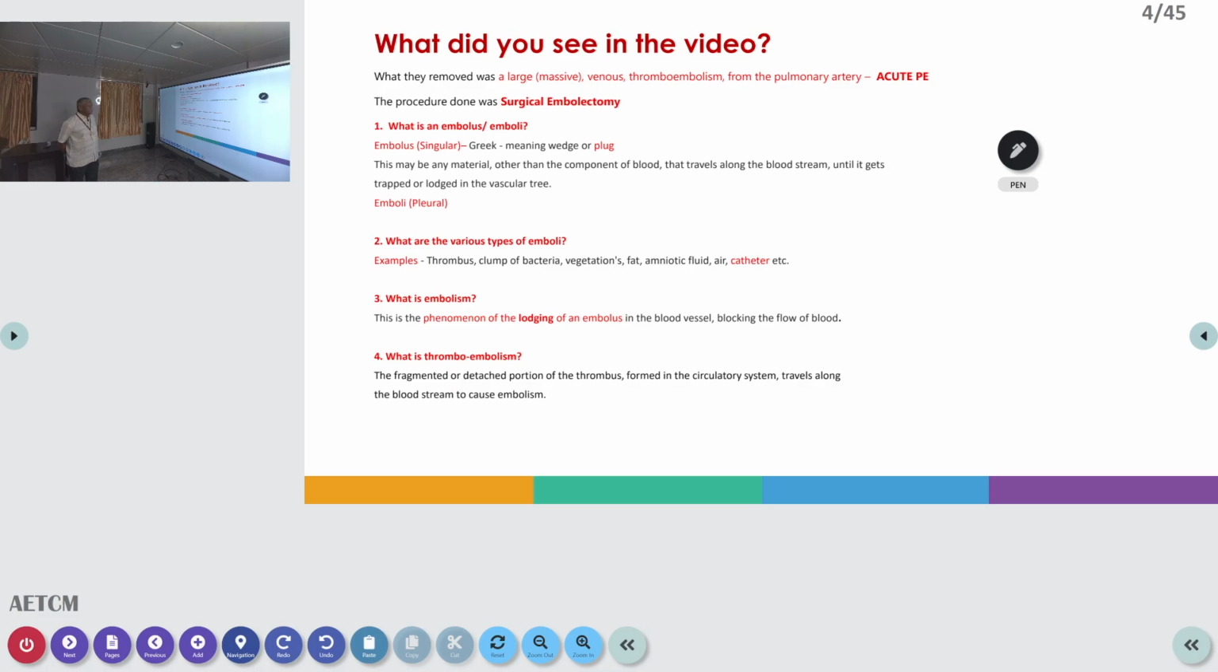Embolism is the phenomenon of lodging of an embolus in the blood vessel, which blocks the flow of blood. It may be a complete obstruction or a partial obstruction. In thromboembolism, a fragmented or detached portion of a huge thrombus travels along the bloodstream to cause the embolism. So here we are discussing acute pulmonary thromboembolism.